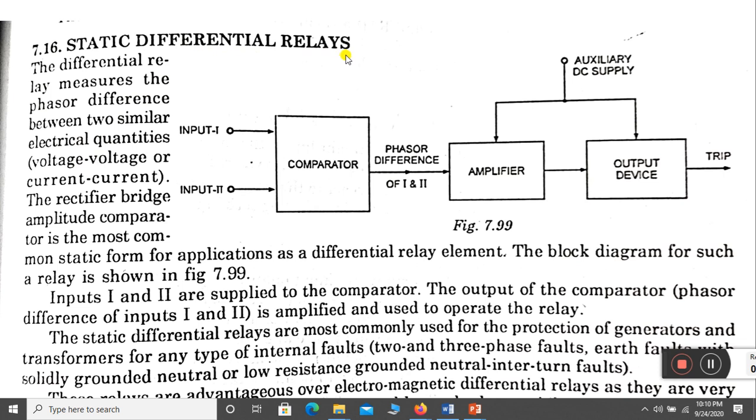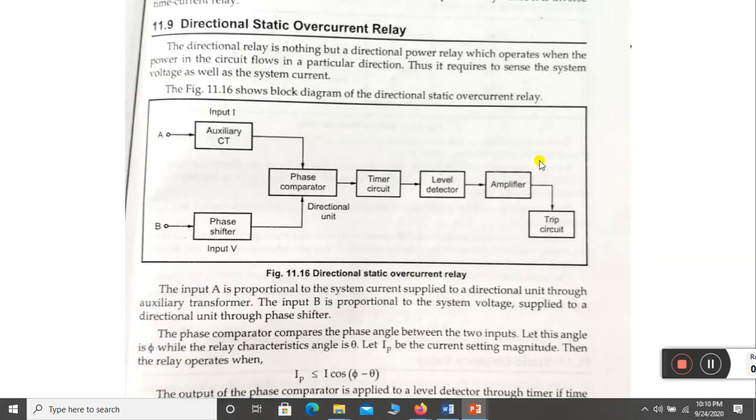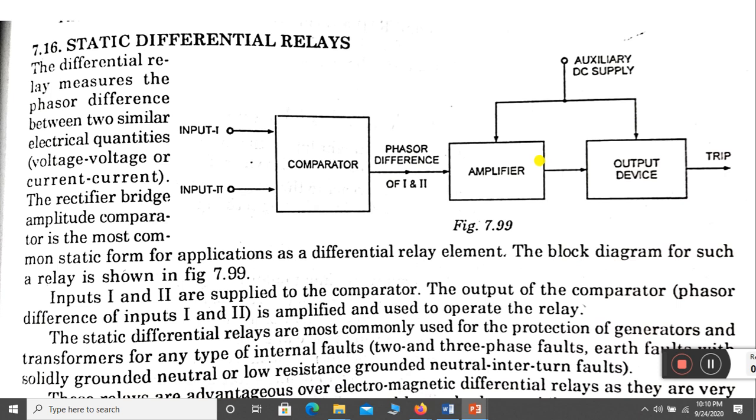Today in this class we have discussed the static differential relays, and also the directional static overcurrent relays. These are the two relays we have discussed in this class.